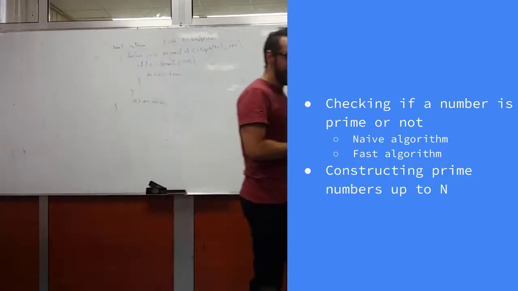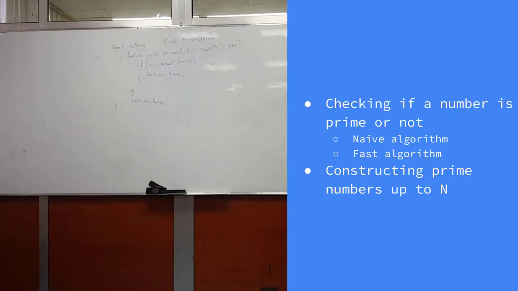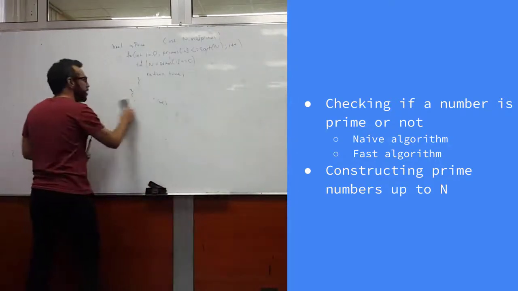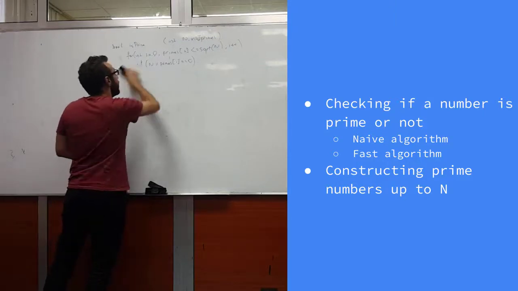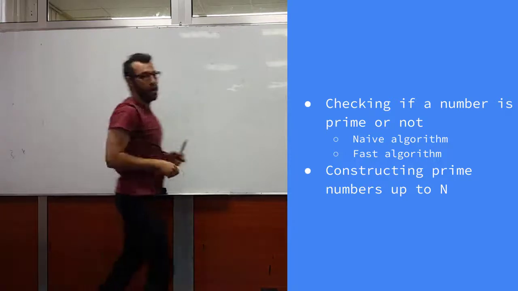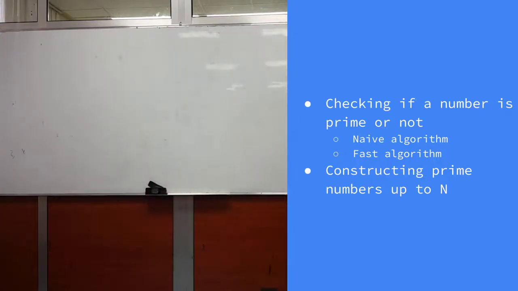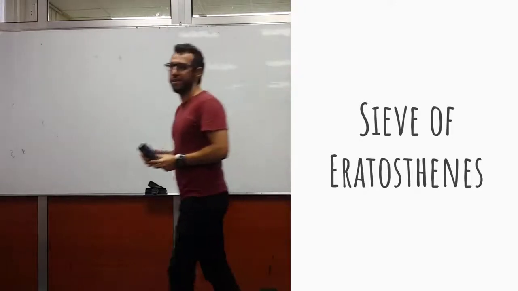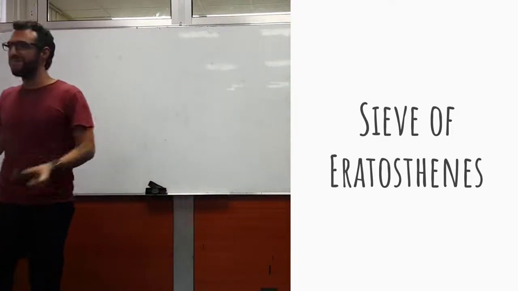But actually, there is a faster way of constructing this primes array as well. Did anyone ever hear about the Sieve of Eratosthenes? Maybe I'm not pronouncing his name correctly. I'm not a native speaker either.